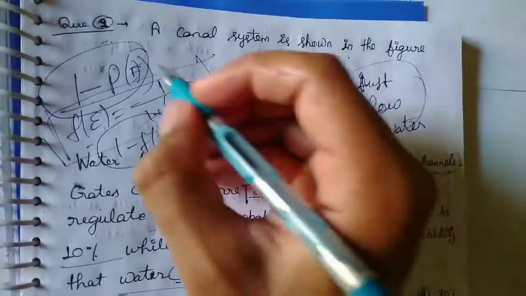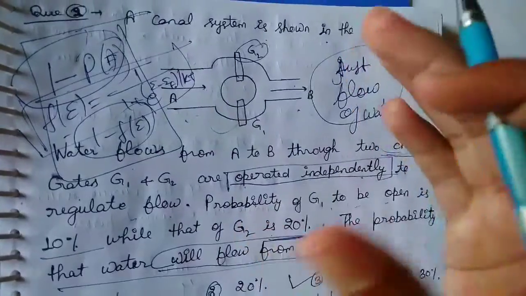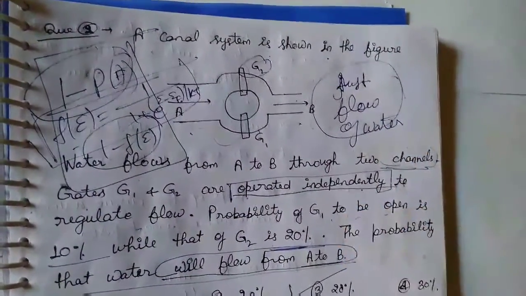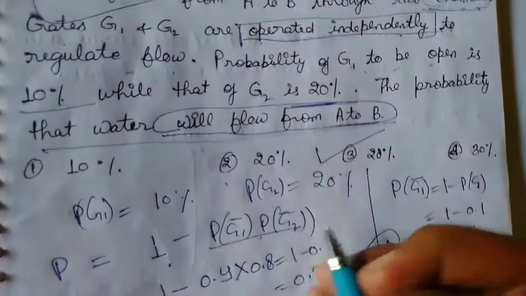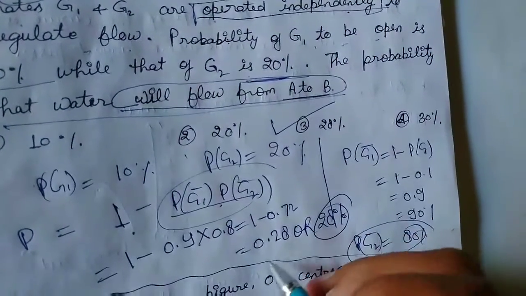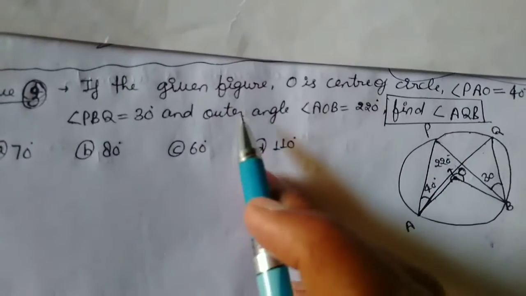Similarly, you use this method of negation. First of all, I will find the probability of not flowing water, and these two operations are independent, so we will take the multiplication of not flowing water and then we will subtract from 1, so it will be the probability of flowing water from A to B. Now come to the next question.